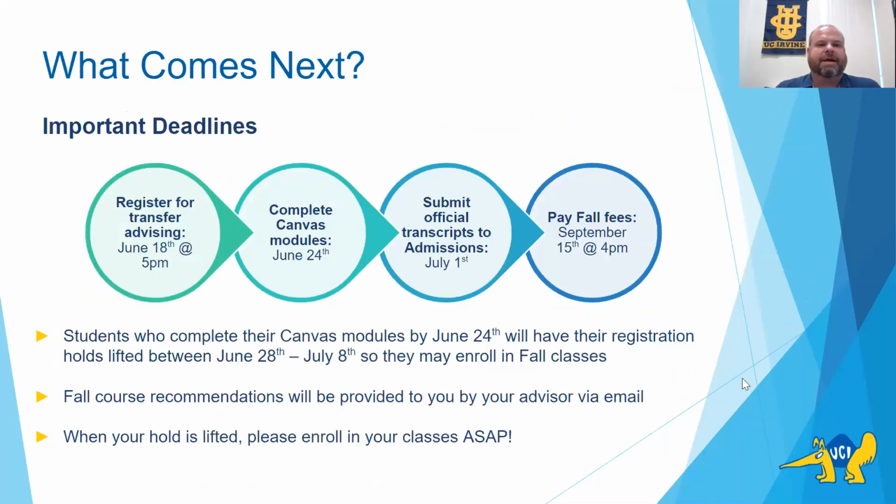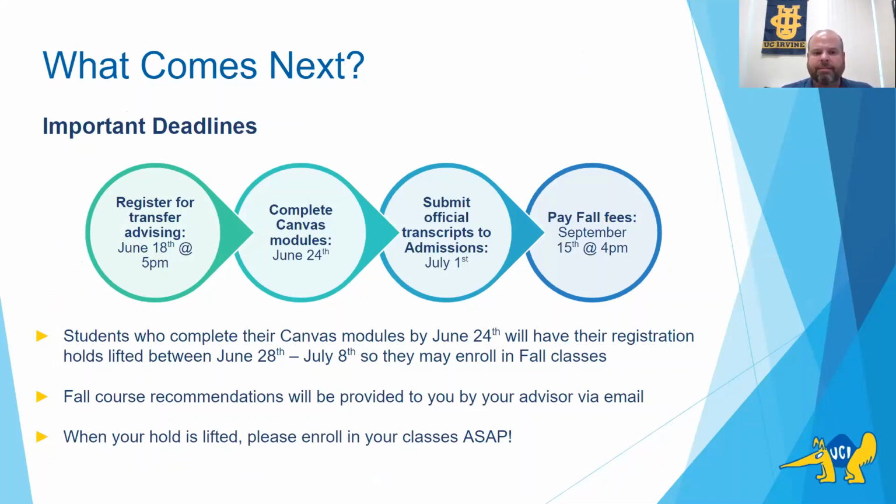All right, so what's coming up next? Some really important deadlines to consider in the next couple of weeks. Make sure that you register for transfer advising by June 18th at 5 p.m. You've received emails about this, so make sure you register by June 18th at 5 p.m. so we can move you into the next stage, which is completing a Canvas module by June 24th, okay? These are very important deadlines to meet because that affects how you're going to be able to enroll into classes later in the summer.